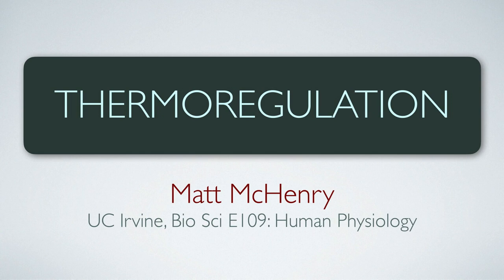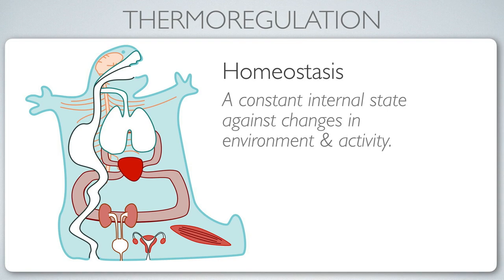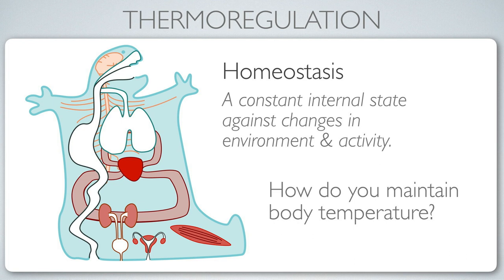Now we're going to consider our first example of a regulatory control system in an actual body. And again, the theme is homeostasis. How does the body maintain a constant internal state? In this case, our focus is on temperature. So our question is, how do you maintain your body temperature?